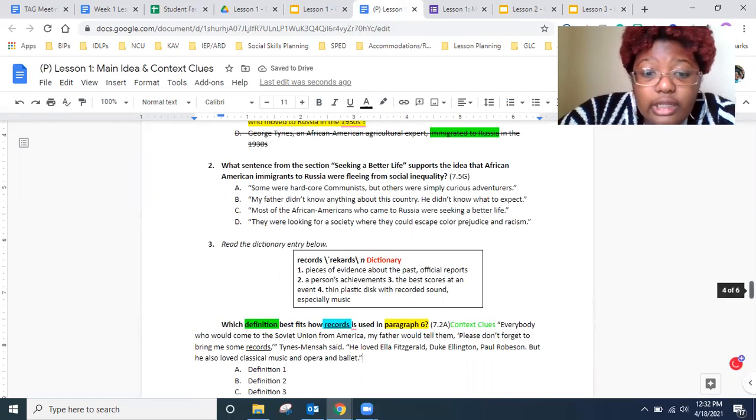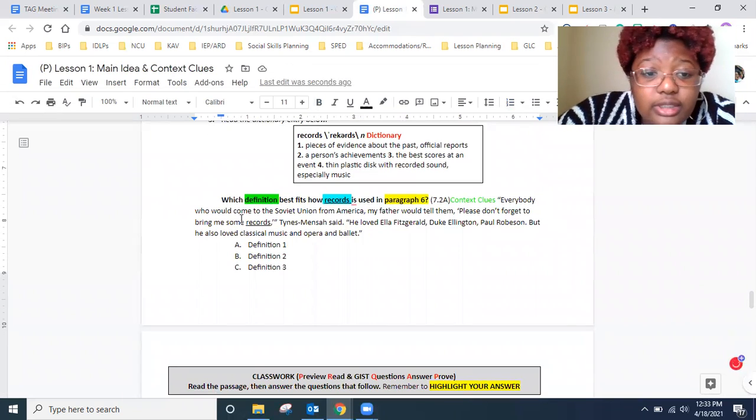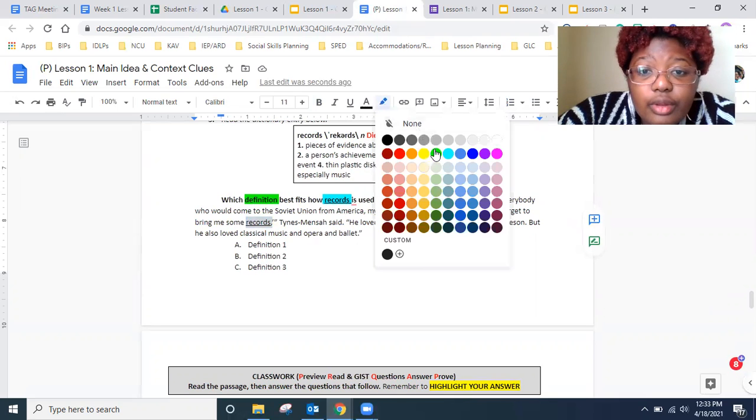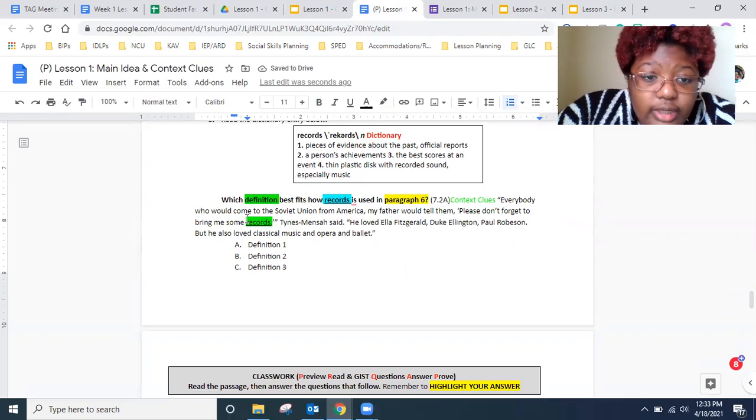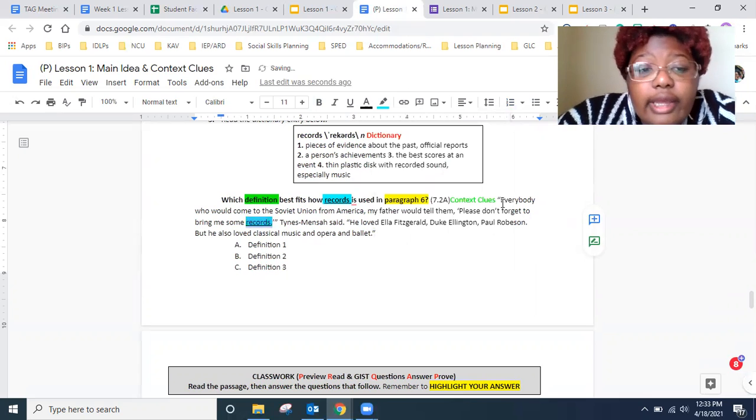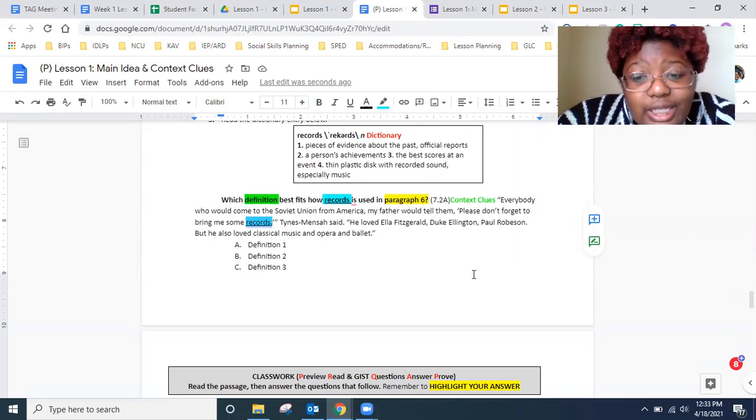All right, so now let's pay attention to paragraph 6. Let me highlight records in paragraph 6. Actually, I want to highlight it in blue because I want to match it. All right. "Everybody who would come to Soviet Union from America, my father would tell them, please don't forget to bring me some records. Teens Mensa said he loved Ella Fitzgerald, Duke Ellington, Paul Robeson, but he also loved classical music and opera and ballet."